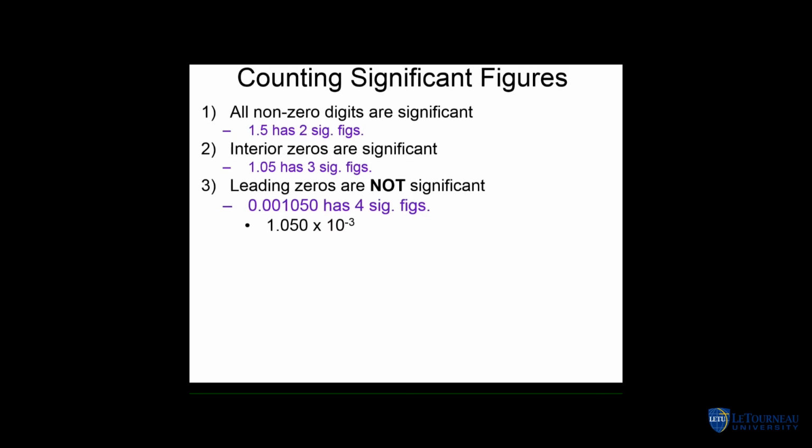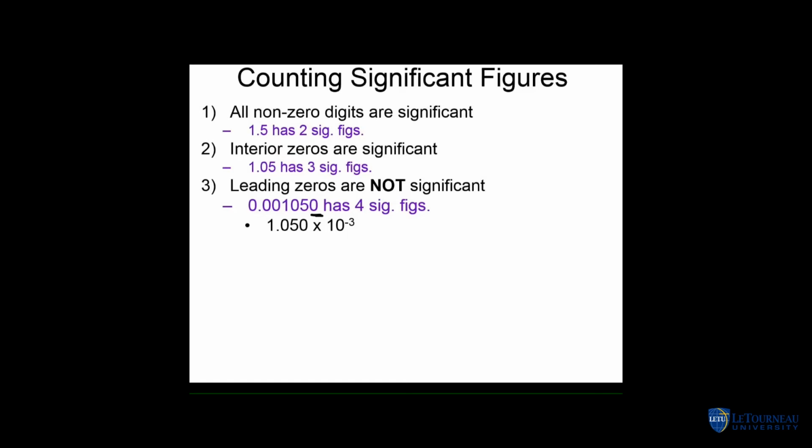Now here we have some things going on. Let's check out these. Certainly the 1 and the 5 are significant here. This guy and this guy, because they're not zeros. We'd also say, well, the 0 between the 1 and the 5 is significant because of rule number 2 up here, which says that things between non-zero numbers are significant. But what about this 0 over there?